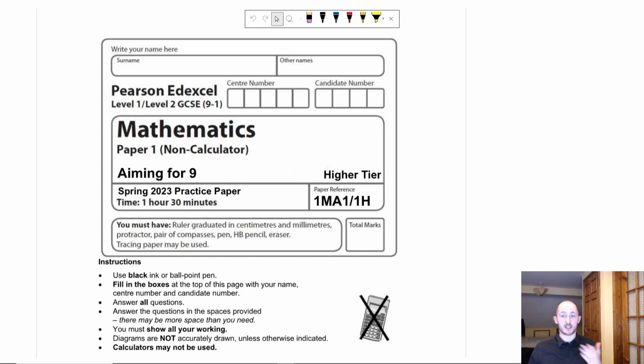So today, this has actually been requested a couple of times, but I also thought it'd be a good paper to do. Pearson has released a 2023 practice paper aiming for a grade 9. So it's going to be some pretty tricky questions, I imagine. Just to be clear, I'm going to go through every single question in this paper.